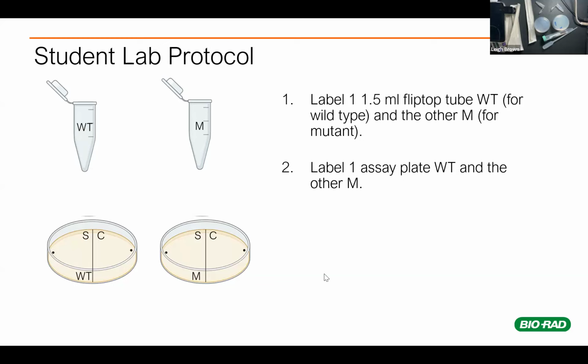So the first thing we're going to have you do is find two 1.5 mil tubes, and I'm going to have you label them with your Sharpie: WT on one of them for wild type and M for mutant on the other one. I'll give you a minute or a couple minutes to do that.